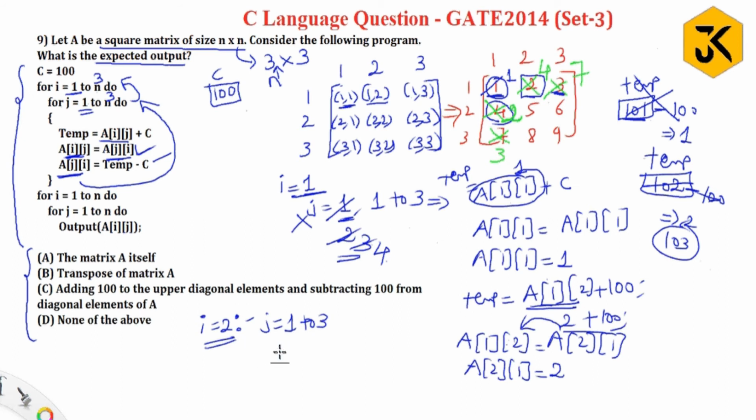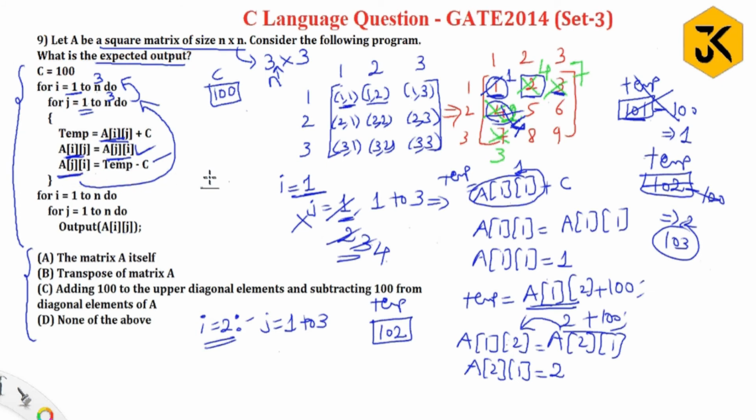That means temp value is what? A of 2 1 plus c. A of 2 1 is what? 2. 2 plus c is 102. Now, A of 2 1 equal to A of 1 2, means the value of A of 1 2. A of 1 2 is what? 4 is copied to A of 2 1, means here you will get once again 4.